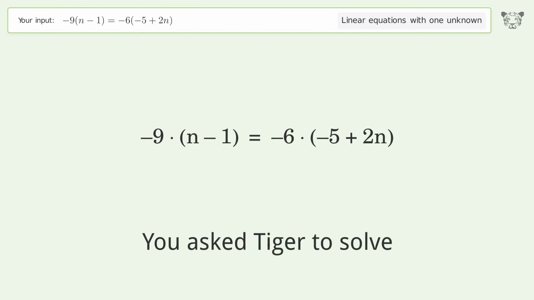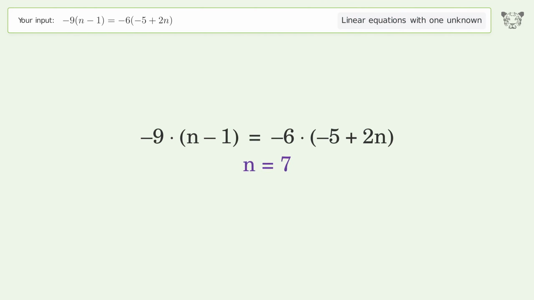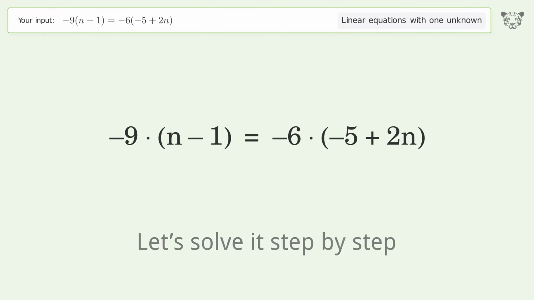You ask Tiger to solve this. This deals with linear equations with one unknown. The final result is n equals 7. Let's solve it step by step.